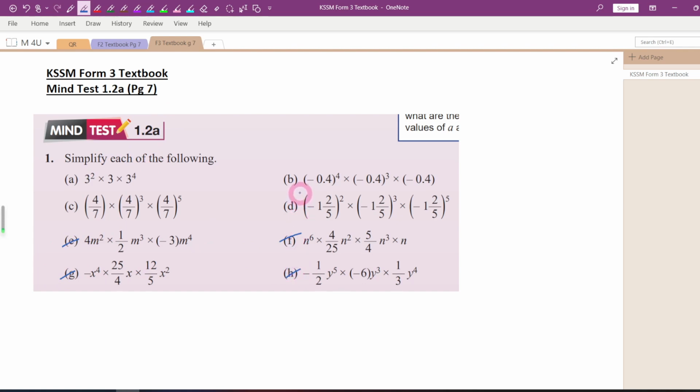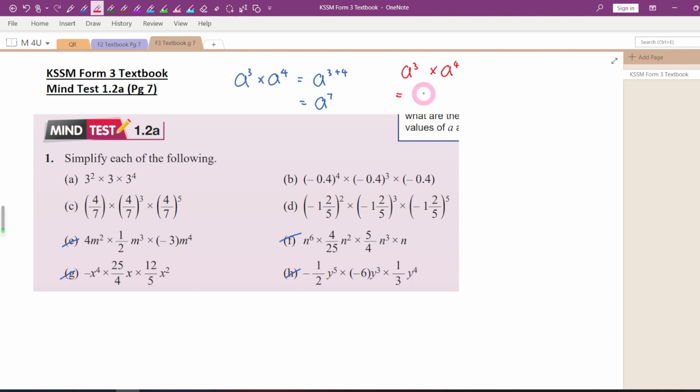Before you start doing the question here, you have to understand that if let's say I have a power 3 times a power 4, what is the answer? So it will be a power 3 plus 4, right? Which is equal to a power 7. Why do we take 3 plus 4? Now, you can think this way. A power 3 times a power 4.